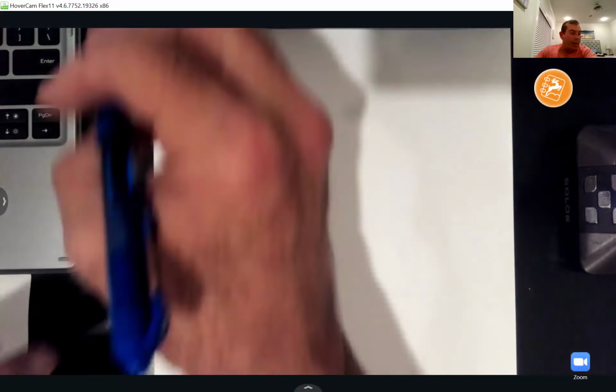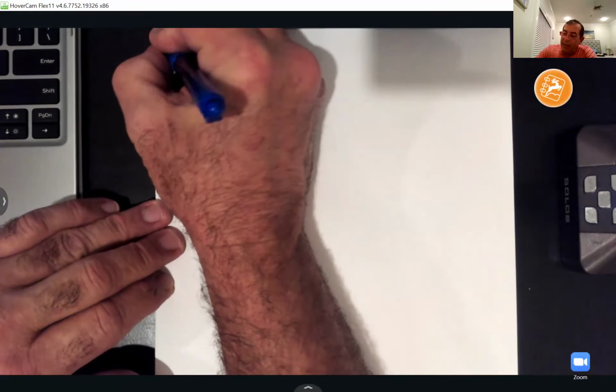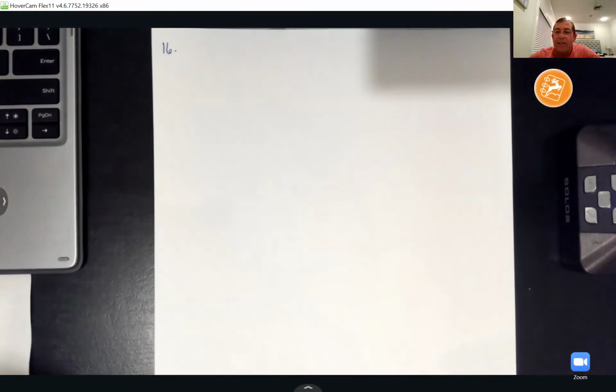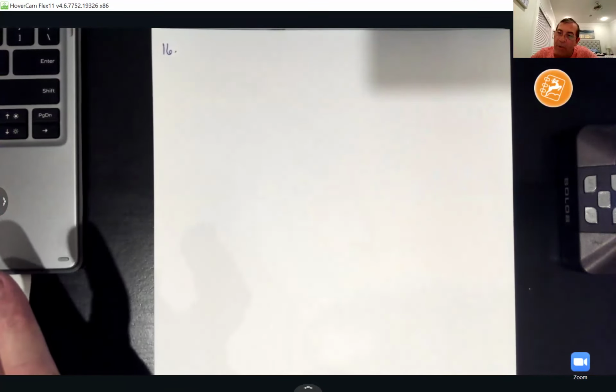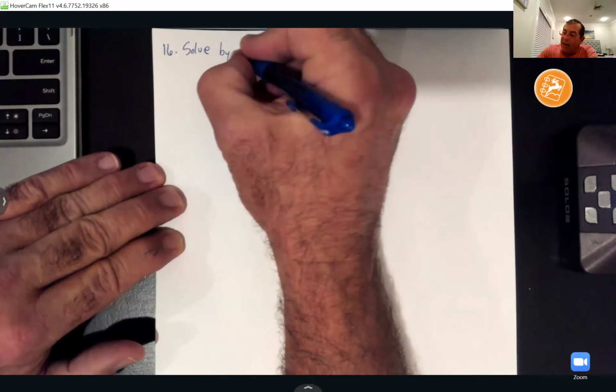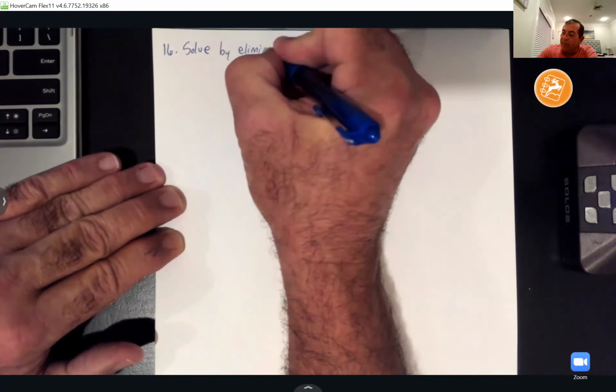All righty. So 16. Now I'm going to solve these systems by hand on my review, but you can use your calculator matrix stuff for these. So 16, if you did it on calculator, is a 2 by 3 matrix. 17 will be a 3 by 4. So we're going to solve by elimination.